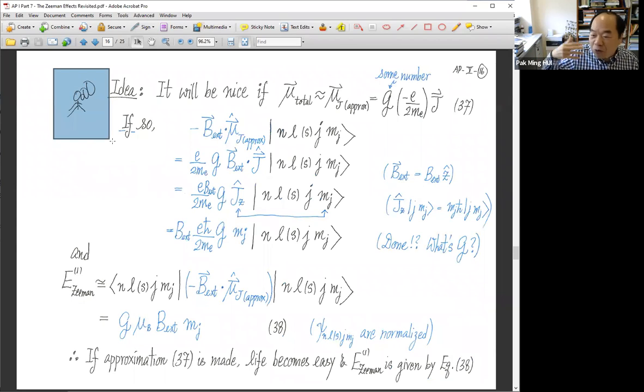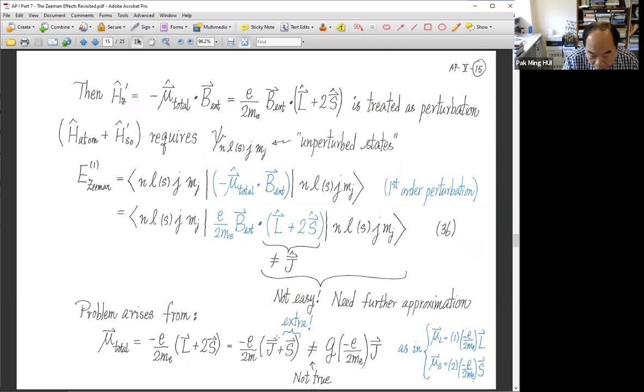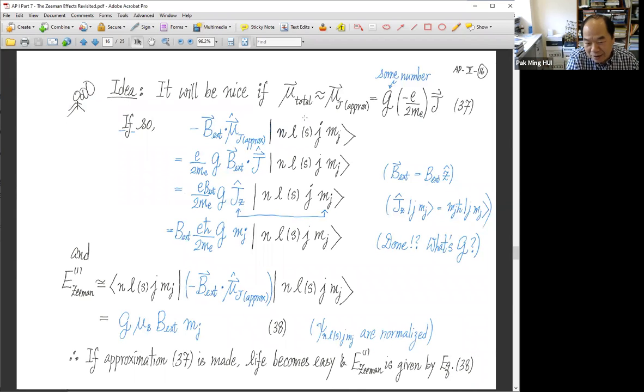We will do an extra approximation, okay? The idea follows as this. It will be nice, we think, if we could simplify this term, although formally it's not something like this, but we want it to be this way, okay? So how can we get it? Can we approximate this total magnetic dipole moment due to spin and orbital angular momentum to be something approximate that is really parallel to J, okay? So we want to do it.